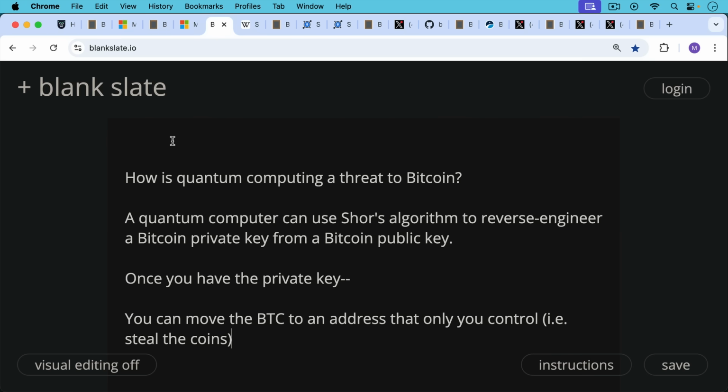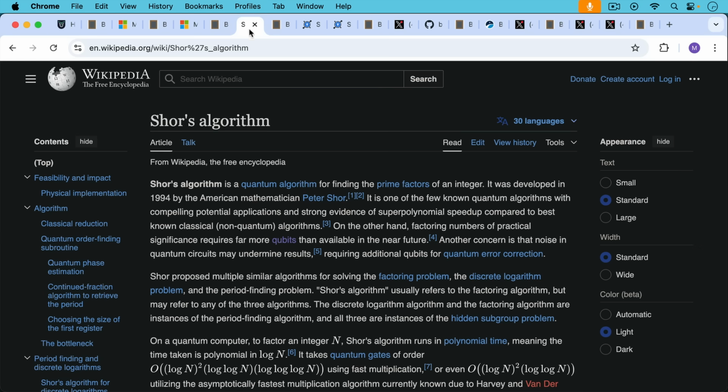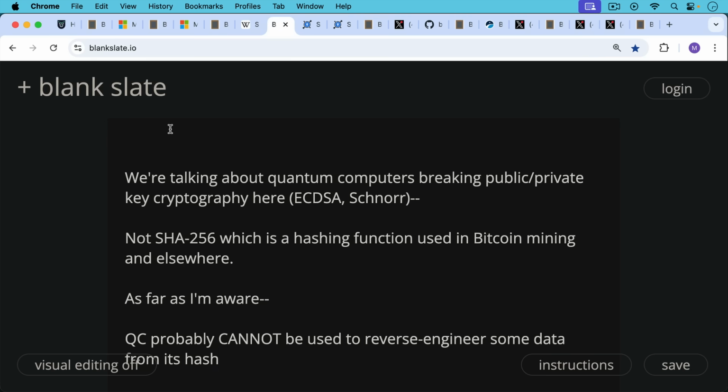How is quantum computing a possible threat to Bitcoin? A quantum computer can use Shor's algorithm or other factoring algorithms to reverse engineer a Bitcoin private key from a Bitcoin public key. And once you have that private key, you can move the Bitcoin that's in that address to an address that only you control. In other words, you can steal the coins. If you want to read more about Shor's algorithm, I'll put a link to this in the description notes below.